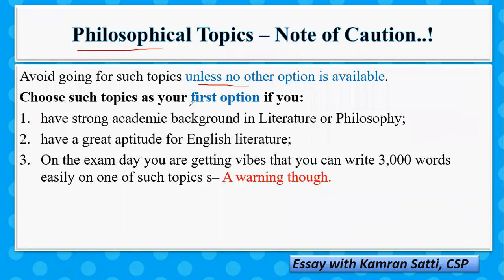Use philosophical topics as your first option if you have a strong academic background in literature or philosophy, or great aptitude. Even if you don't have a major in literature or philosophy, you have read English literature at your own pleasure, or on the exam day you're getting vibes that you can write 3000 words easily on such a topic. But once again, these vibes can be a bit dangerous and tricky. So for your own sake, please brainstorm for 5 to 7 minutes on such topics about which you're getting positive vibes, and you will know whether you can write 2500 words or not.